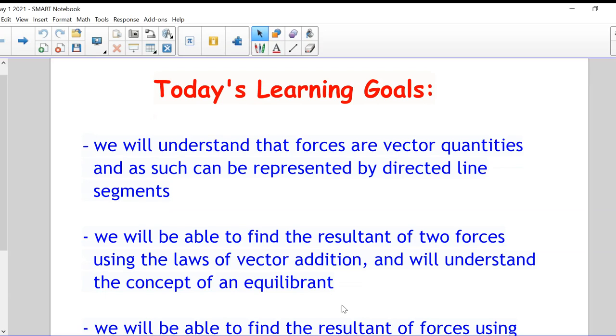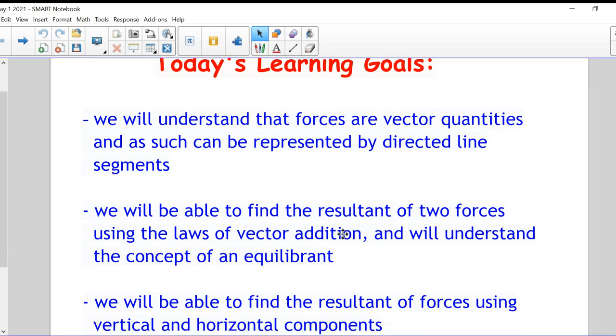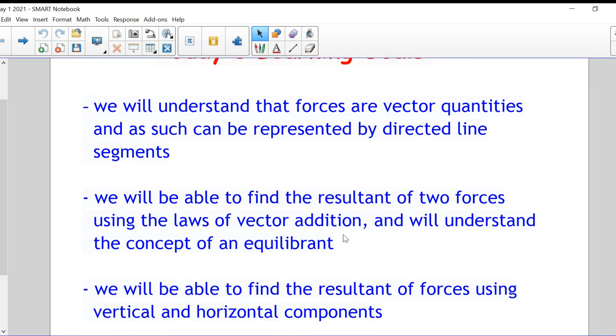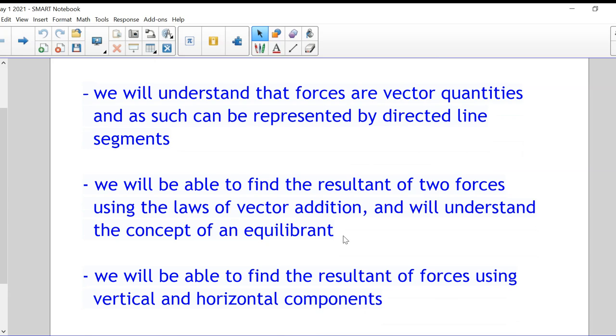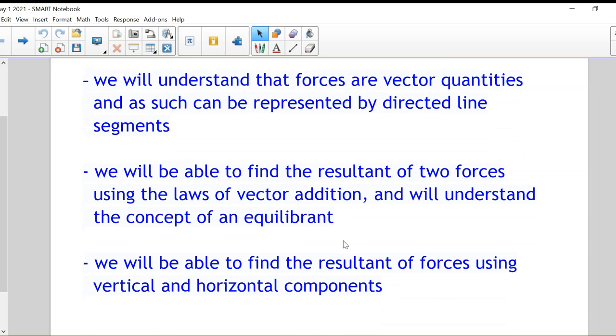Understand the concept of vectors as it relates to forces, because we can represent a force as a vector using line segments. All right. We're going to be able to use the resultant of two forces using the laws of vector addition. I'm going to understand something called an equilibrium, which is something I mentioned before.